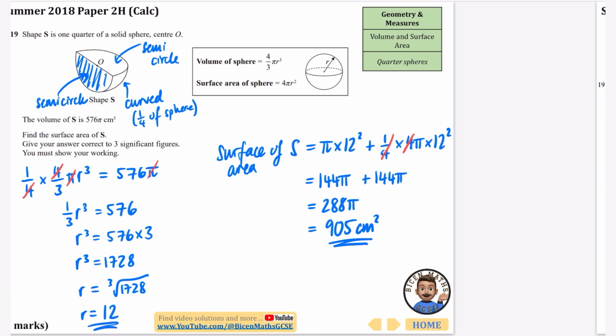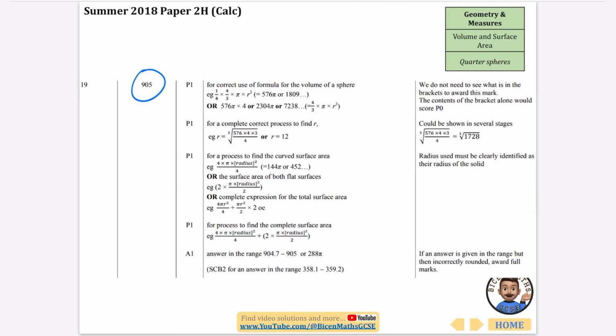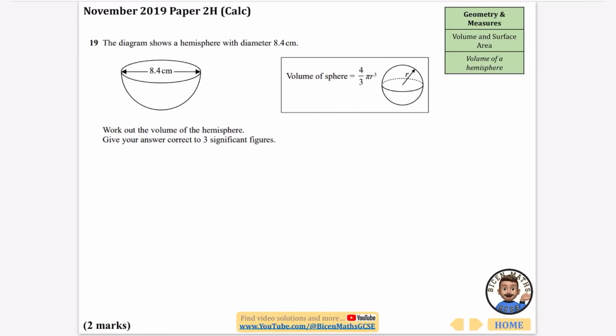Let's double check that we've got this one right. Yep, there we go. We've got the 905 in that question. Okay, this one I think is a little bit more simple. It's only 2 marks. It says the diagram shows a hemisphere with diameter 8.4. Well, as soon as I see the diameter is 8.4, all of these formulae use the radius. So the radius is going to be 4.2.